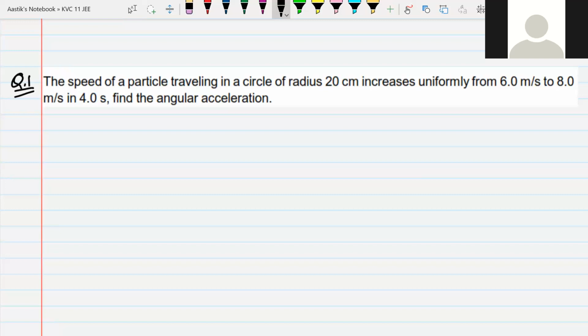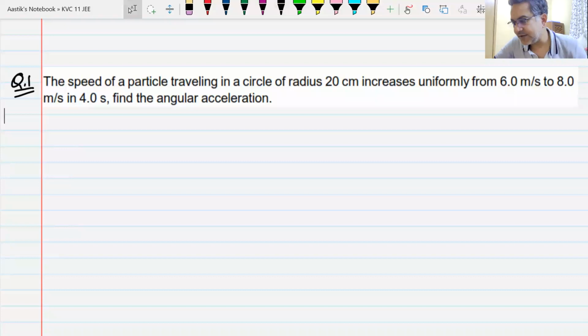Zero point one meter per second square, sir. Angular acceleration, can it be in meter per second square? What is the SI unit of angular acceleration? The SI unit of angular acceleration is radians per second square. How can you get the answer in meter per second square?